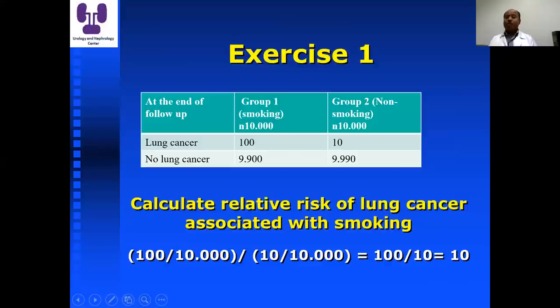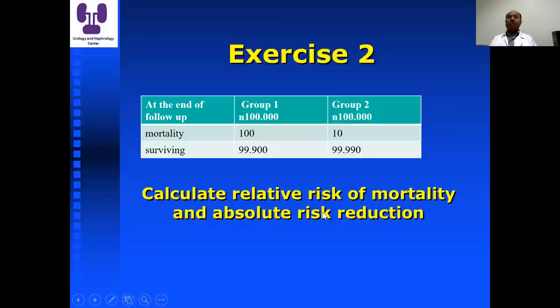So if relative risk exceeds one, this means it is increased. If it is significantly less than one, this means it is reduced. And this is the value just to measure a difference. So if it is one or near one, there is no difference between the groups. Calculate relative mortality and absolute risk reduction.